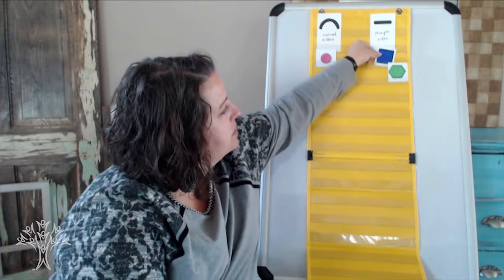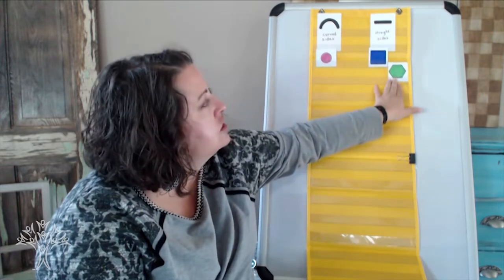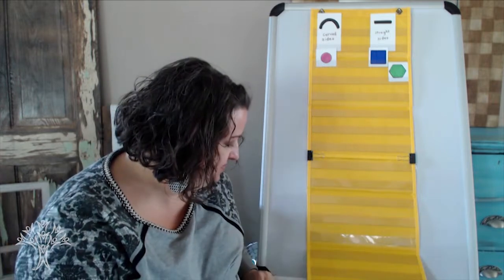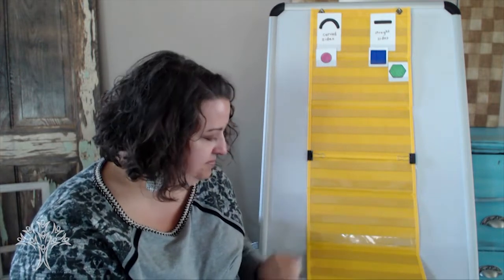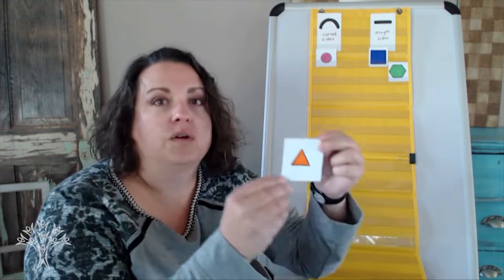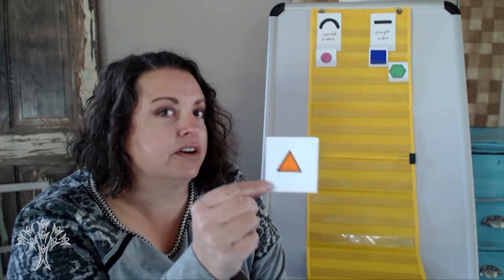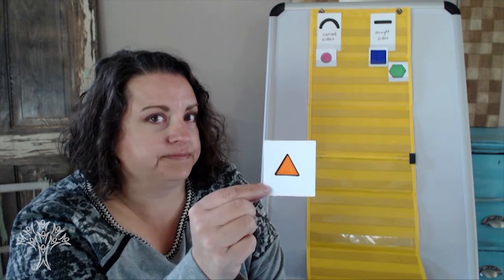I'm going to scoot it over a little bit so that we can see. So we have the square and the hexagon. They have straight sides. Let's grab another shape. What about this shape? Straight sides or curved sides?